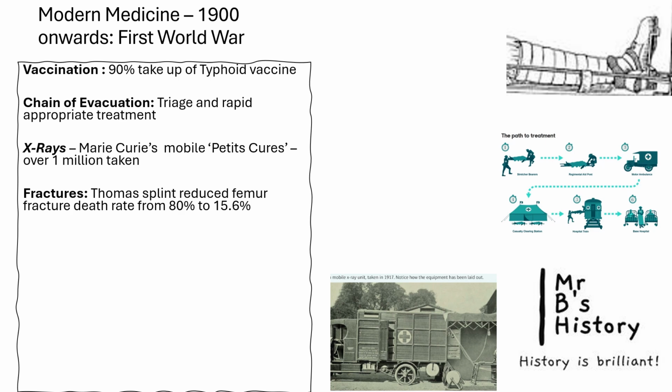Fractures. One of the most debilitating and dangerous fractures a body can have is a fractured femur, a fractured thigh bone, because the muscles are so big in the thigh, it can lead to any broken bone being pulled through the skin by the muscle, going into shock, which isn't good. But there was originally a death rate of about 80% if you had a fractured femur. However, something called a Thomas splint, which is still used today, which puts the leg under tension, reduced that from 80% to 15%.